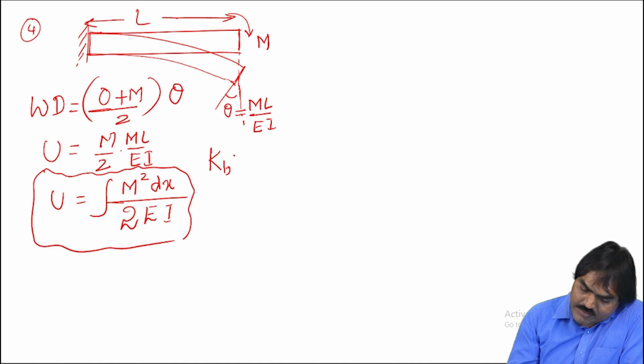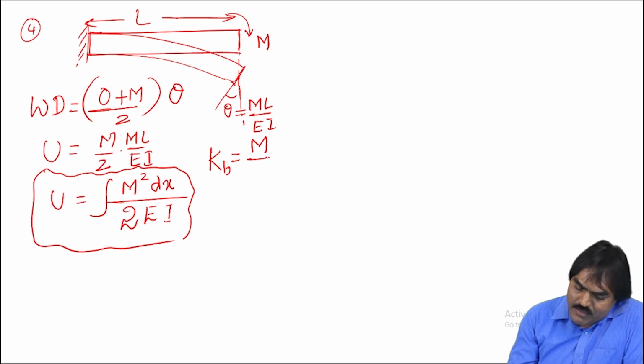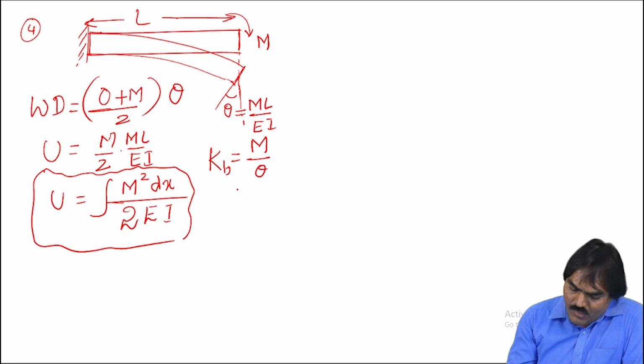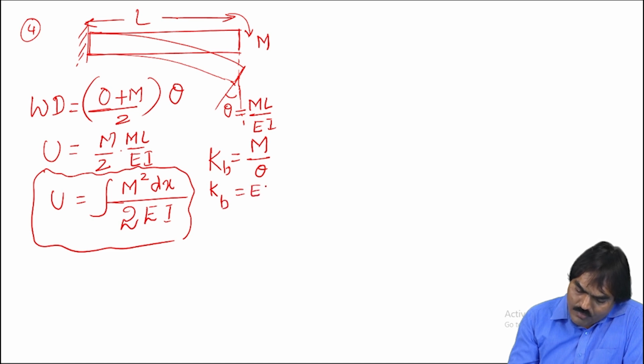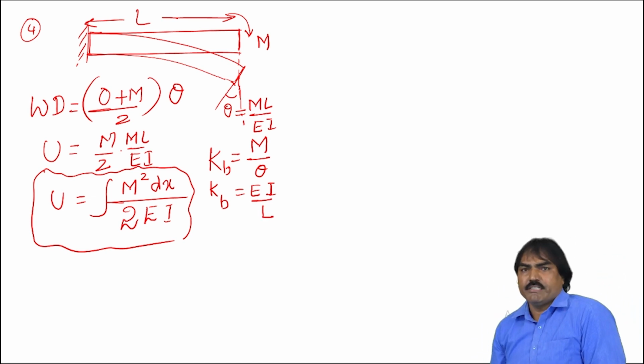Okay. Then what is the bending stiffness KB? The bending stiffness is always defined as the ratio of load, here the load is bending moment only, by the slope theta. That gives EI by L. This is the bending stiffness.